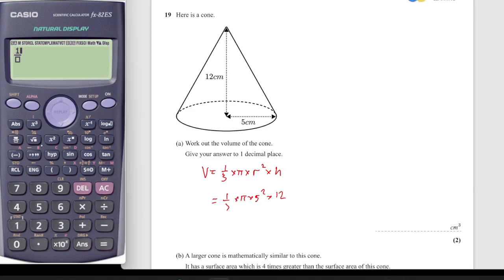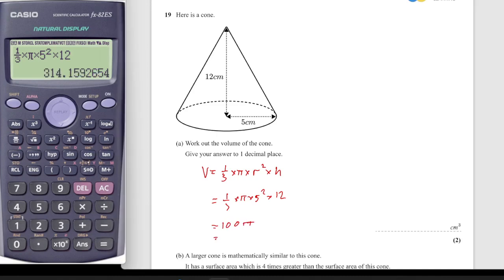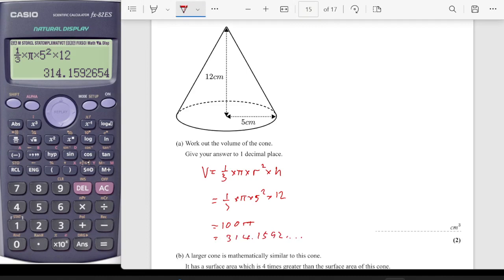So I'll type it in just like that. 1/3 times pi times 5 squared times the height, so times 12. So the volume of that would be 100 pi. I'll write it down like that. And then to one decimal place, that's going to be 314.15926... so to one decimal place, I'm going to go 314.2.